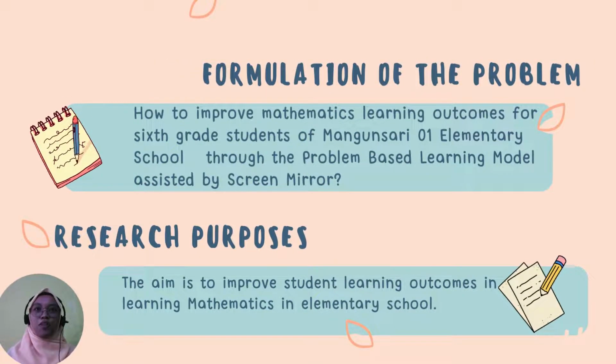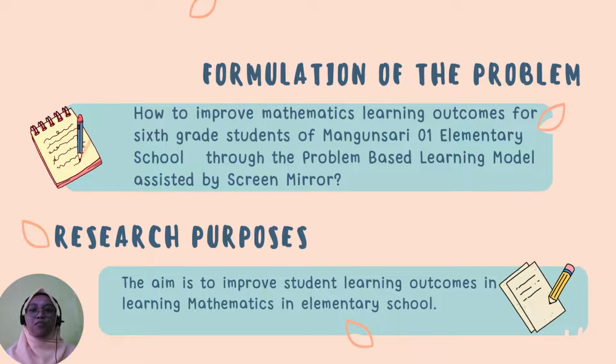The formulation of the problem in this classroom action research is how to improve mathematical learning outcomes for 6th grade students of Mangunsari 1 Elementary School through the problem-based learning model assisted by screen mirror. And the aim of this research is to improve student learning outcomes in learning mathematics in elementary school.